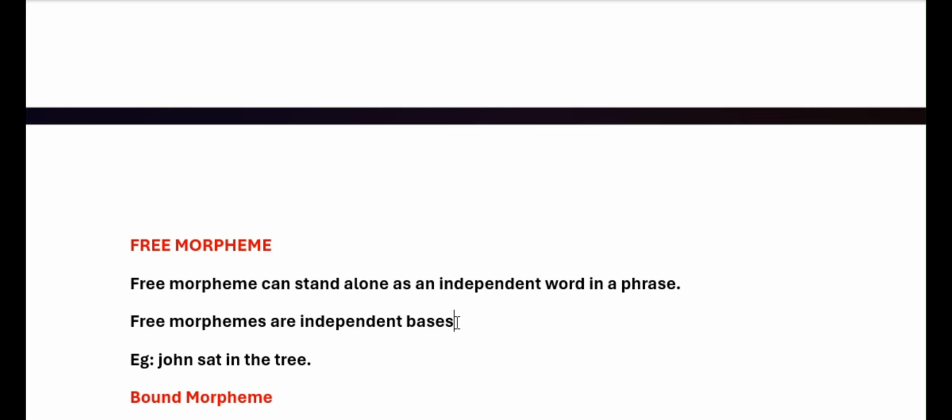Now, let's take an example. For example, John sat in the tree. Here John is a free morpheme, sat is a free morpheme, in is a free morpheme, the is a free morpheme, tree is a free morpheme. It means that John can stand alone and it can give meaning. John is the name of a person, and it cannot be divided further.